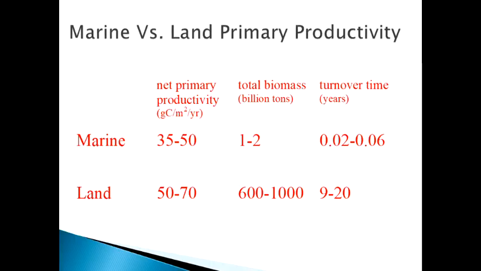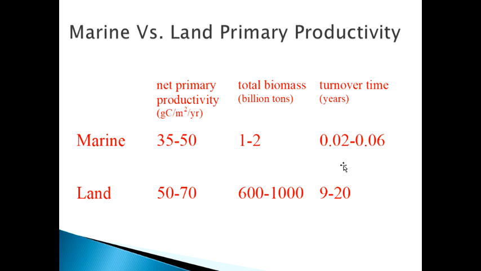That's going to be very different versus the land. Now think about this. Look over here at turnover time. This is marine versus land. Marine years, notice 0.02, 0.06. The turnover time in the oceans is very, very rapid. Plants are produced because they're planktic plants. They are rapidly gobbled up and they're out of the system.